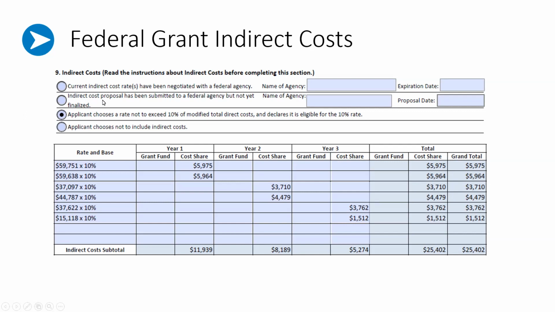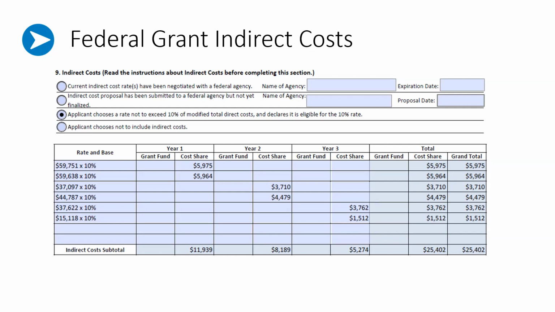If you have an indirect cost proposal that's been submitted, but you're waiting to hear if it's approved, you're asked to check the second box. Most of us check the third box, that we're going to choose a rate not to exceed 10% of modified total direct costs. And we declare that we're eligible for that 10%. And then the final one, of course, is applicant chooses not to include indirect costs.